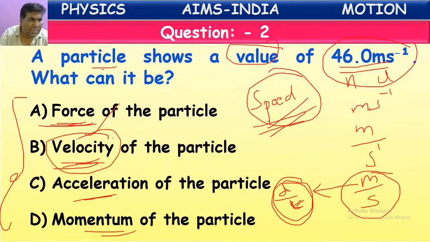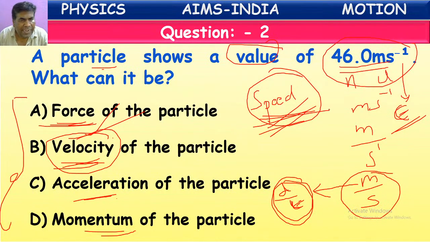Because velocity is a vector. Here, along with the magnitude, they have to give the direction. Sometimes they may not give direction, but still velocity will be the right answer. If it is given as a fill in the blank, then you have to keep speed as the correct answer. Okay. Here B is the correct option.